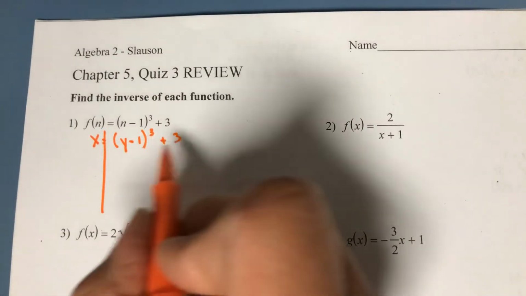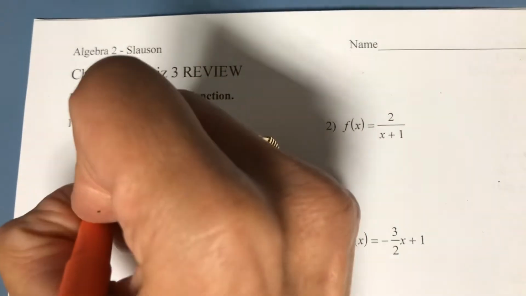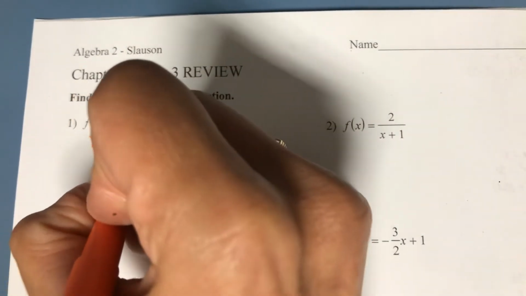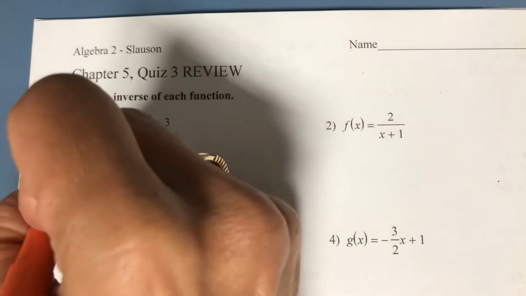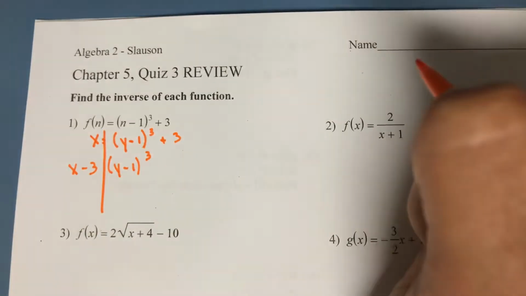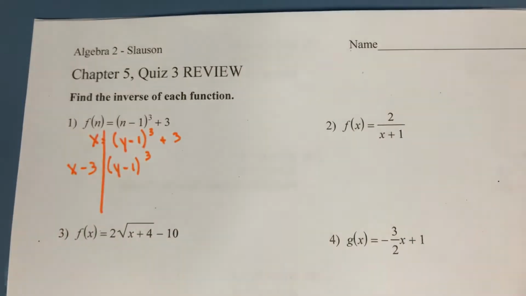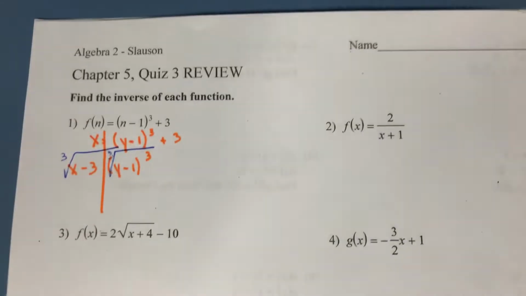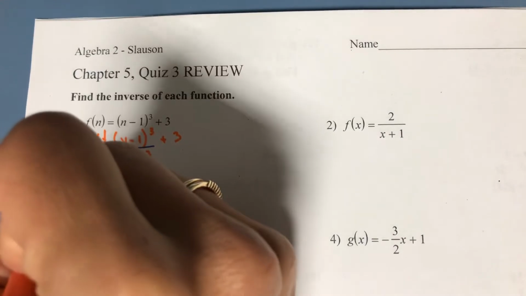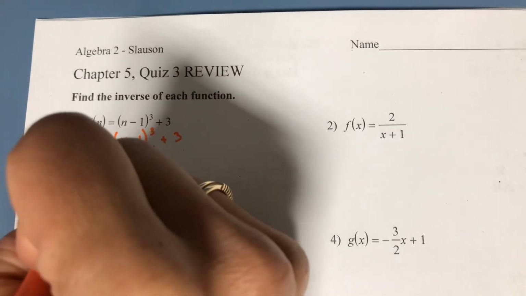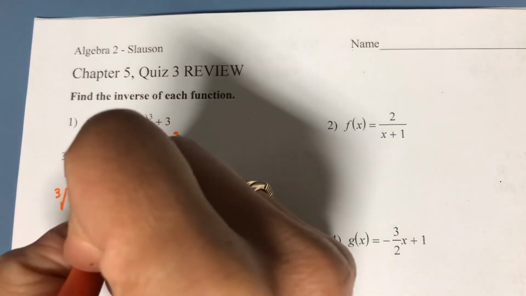So the first thing I'm going to do is move the 3. I'm going to move it through subtraction, which brings this to this, and then this side is now x minus 3. The next thing to get y by itself is to get rid of that cube. So to do that, I will just cube root this side, and then I'll cube root that side. So at this point, on the left side I have the cube root of x minus 3, and on the right side I have y minus 1.